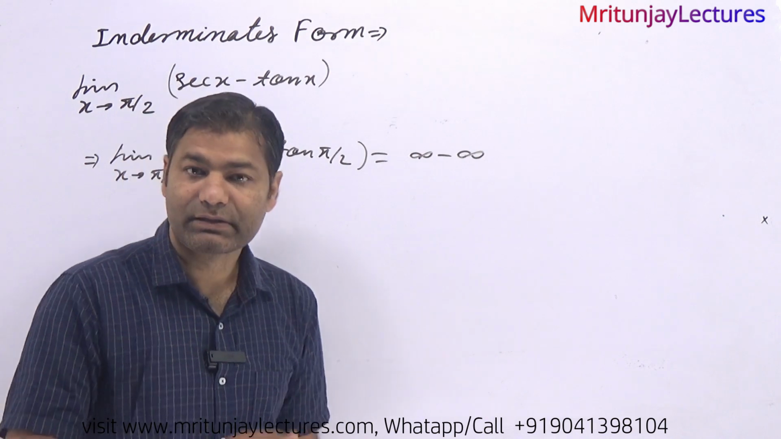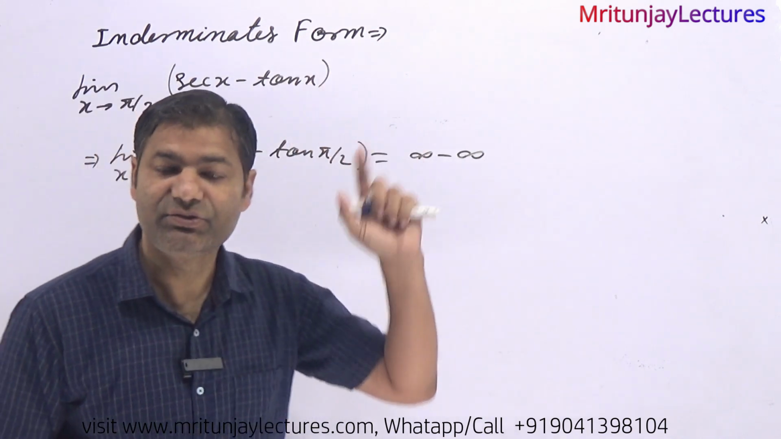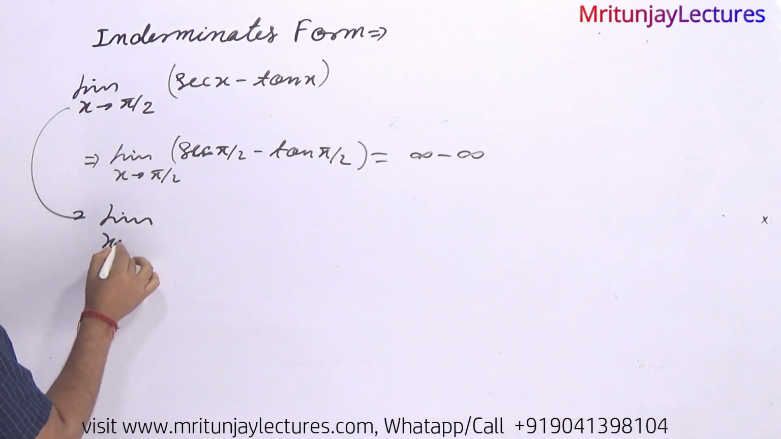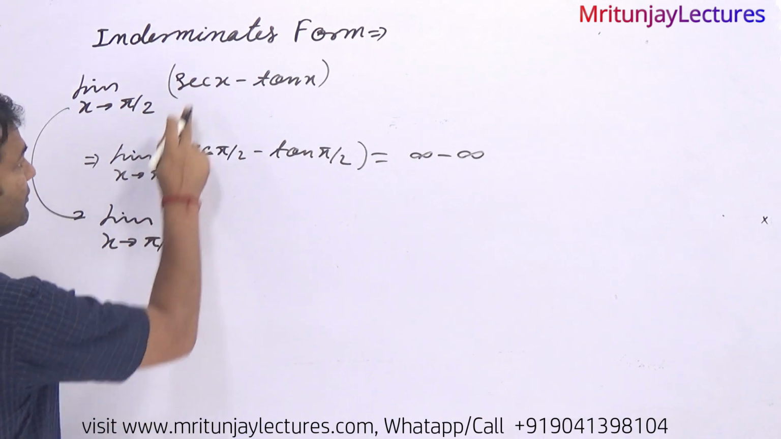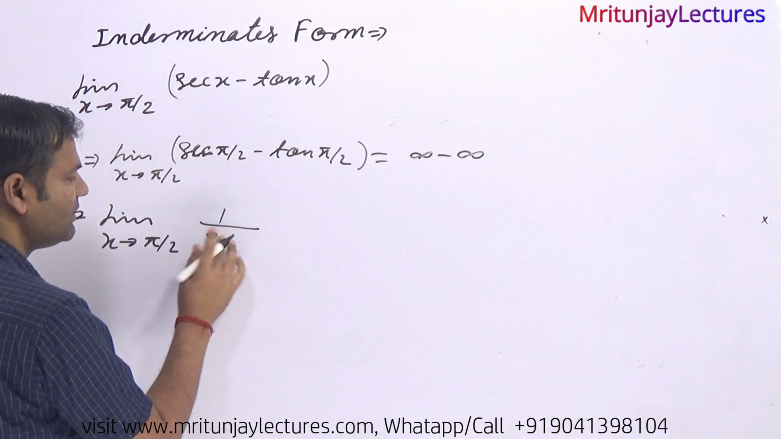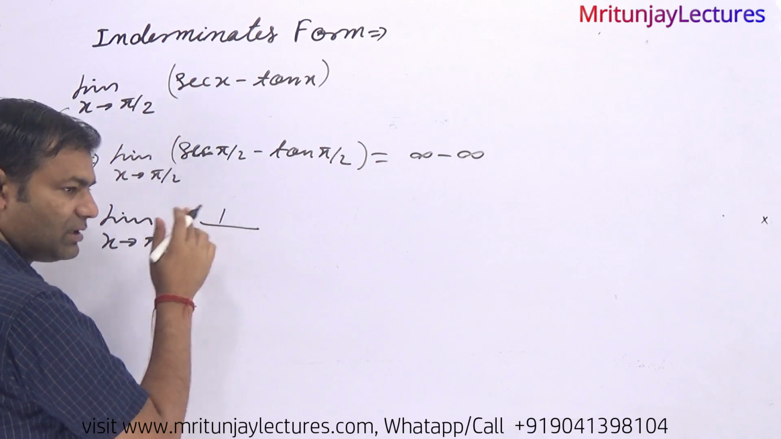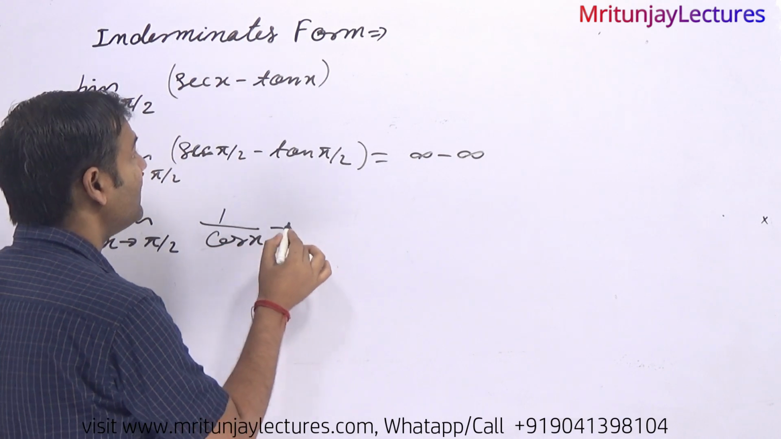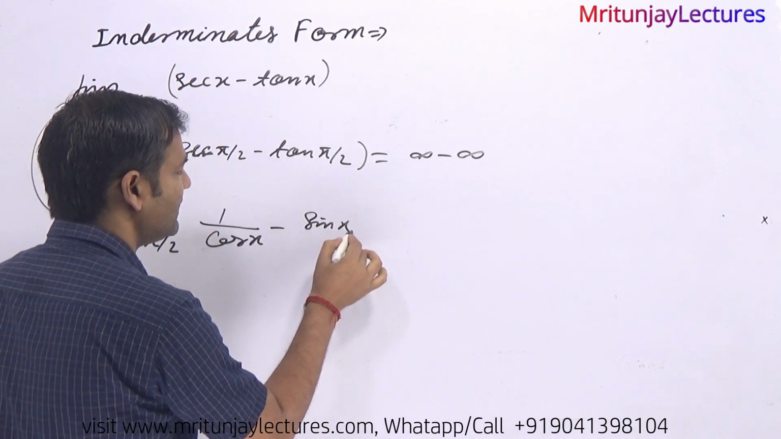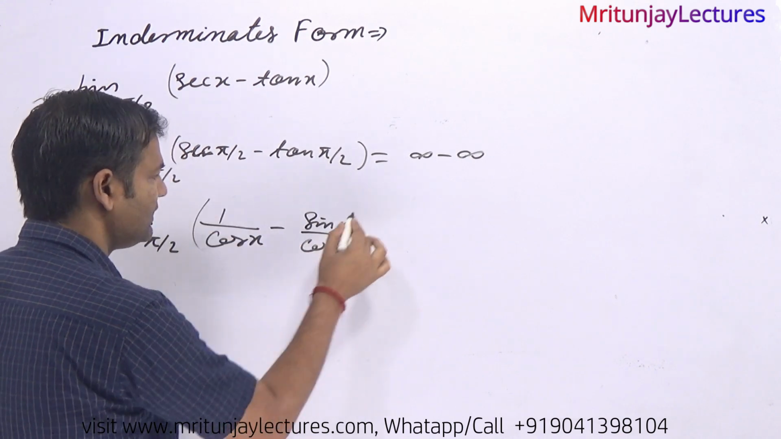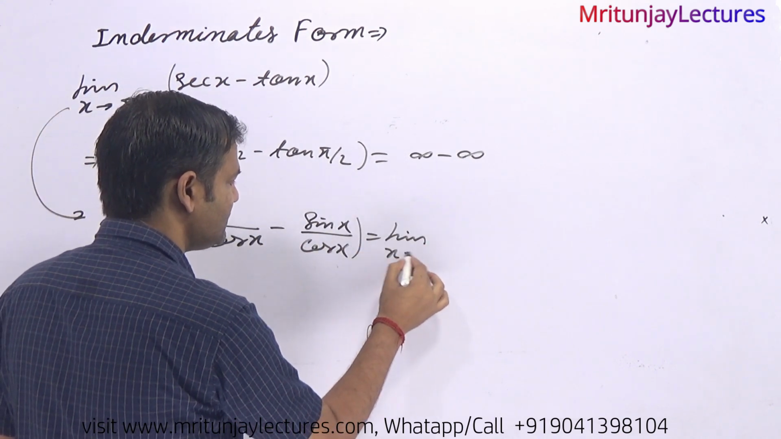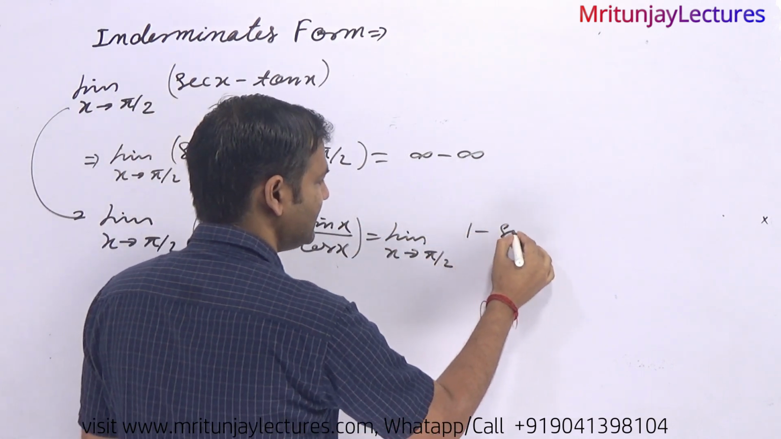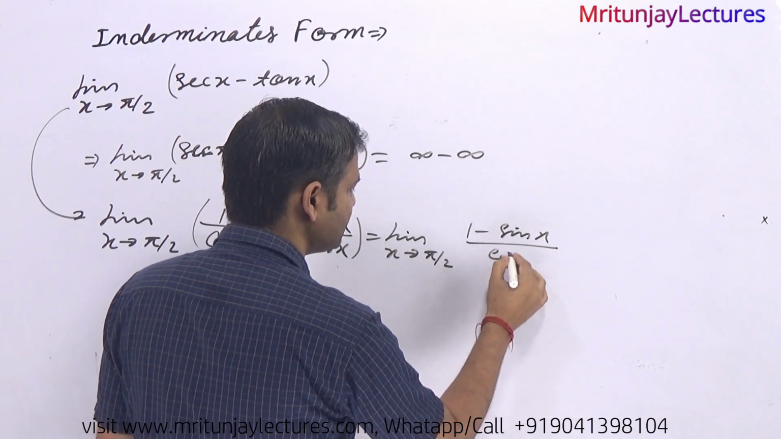So how can we solve this type of problem? First of all, make this one 0 by 0 form. Sec x is written as 1 by cos x, and tan x is written as sin x divided by cos x. Okay. Now limit x tends to pi by 2, then it is written as 1 minus sin x divided by cos x.